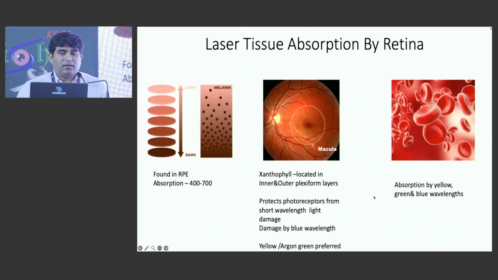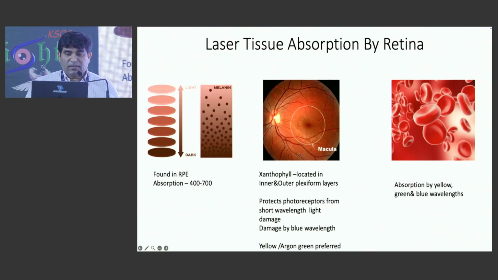As you know, laser tissue absorption by the retina is important because there are various pigments in the retina, including the melanin in the RPE, which absorbs from 400 to 700 nanometers. That is the blue, yellow, and red wavelengths of light. And the xanthophyll, which is present in the inner and outer plexiform layers of the macula, will absorb blue light. So we should always avoid blue light and use green or yellow lasers. Also hemoglobin, which is present in the blood of the vascular retinal structures, absorbs yellow, green, and blue wavelengths. So green or yellow lasers are preferred for photocoagulation of vascular structures of the retina.